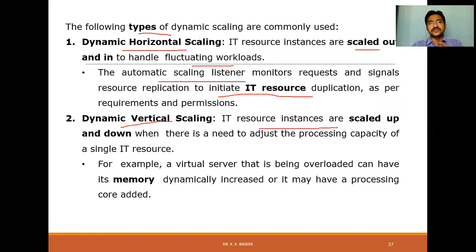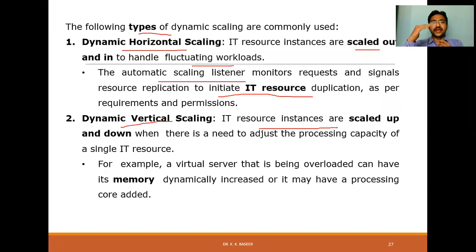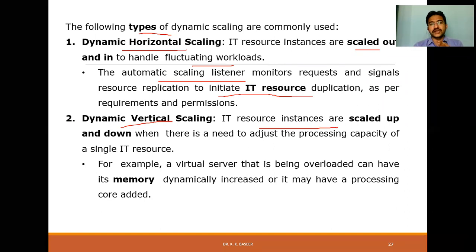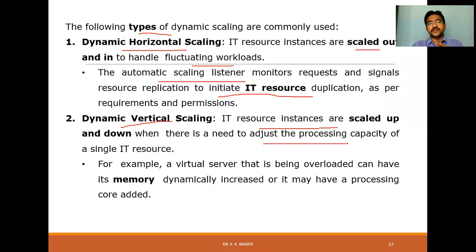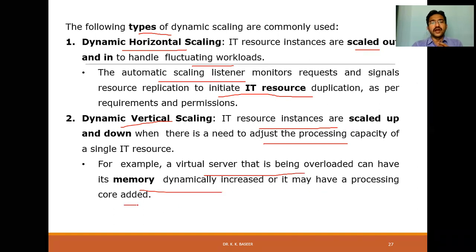And the second one is vertical scaling. Here IT resource instances are scaled up and scaled down. As discussed, the memory can be increased over here. Like vertically, the slots we have, we can increase them. So the processing capacity is adjusted, in the sense of speeding up the computing. To make the adjustment of that processing capacity, you can use a single IT resource. So a virtual server that is being overloaded can have its memory dynamically increased, or it may have a processor core added, in the sense that another extra core processor can be added. So these are the two types of dynamic scaling: dynamic horizontal scaling and dynamic vertical scaling.